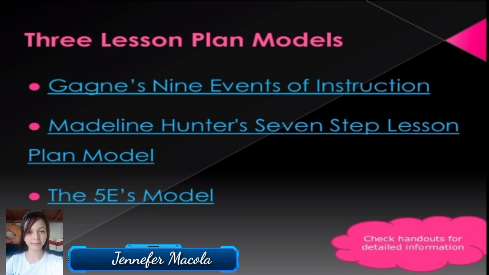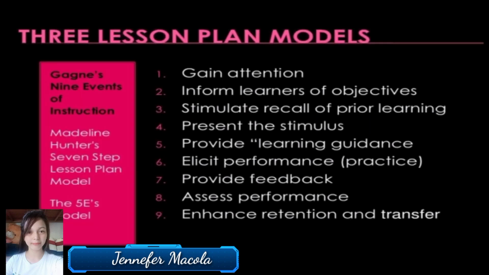Three lesson plan models are Gagne's 9 events of instruction, Madeline Hunter's 7-step lesson plan model, and the 5 E's model. The 9 events of instruction by Robert Gagne are: first, gain attention or reception. It ensures that the learners are ready to learn and participate in activities by presenting a stimulus to capture their attention. Example, pose a thought-provoking question to students.